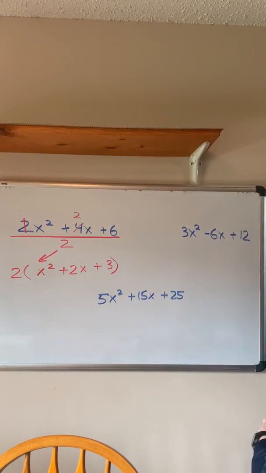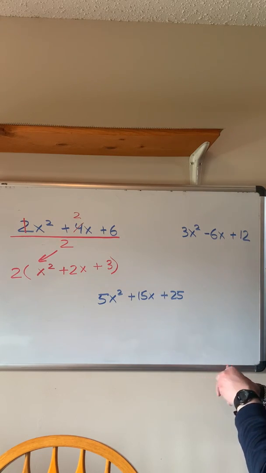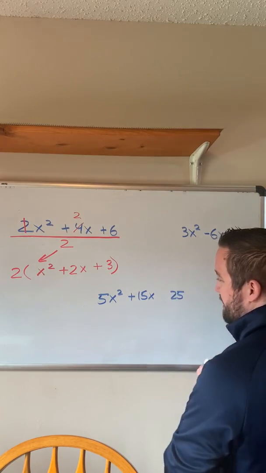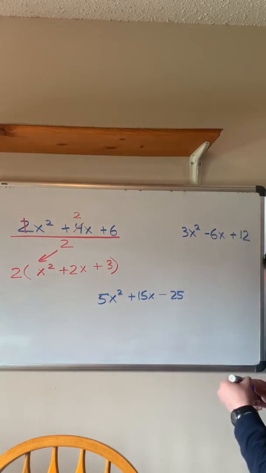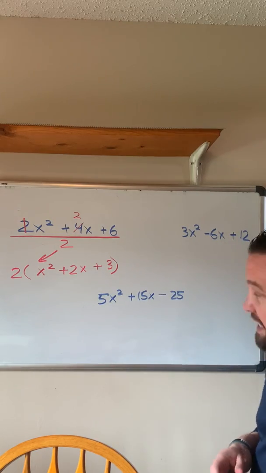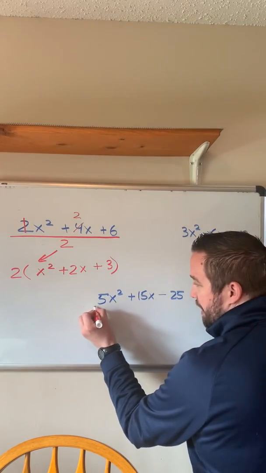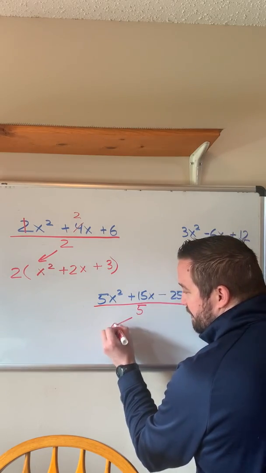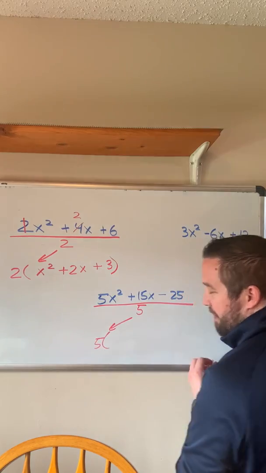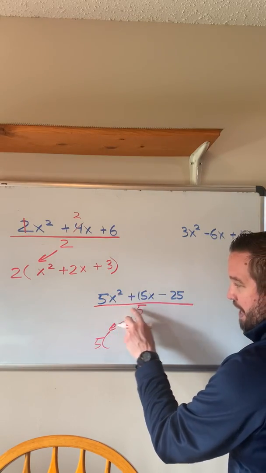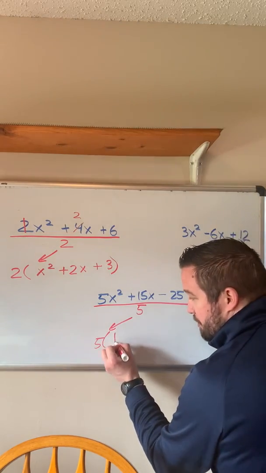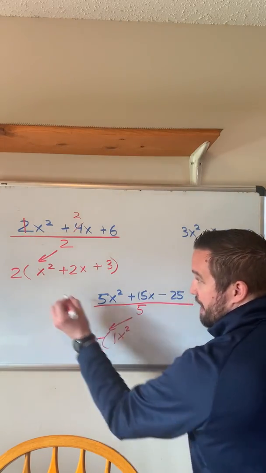On my next one, 5x squared plus 5x plus 25. I'm actually going to go ahead here. I'm going to make this into a negative just to make sure that we're practicing more of those signs there. So again, I'm going to factor out by the A value, which is going to be a 5. I bring down that 5. 5x squared divided by 5. 5 divided by 5, that's 1. So I can even put a 1x squared right there if you want to.